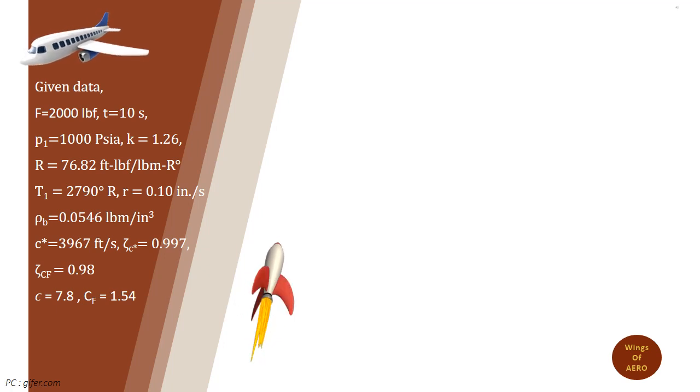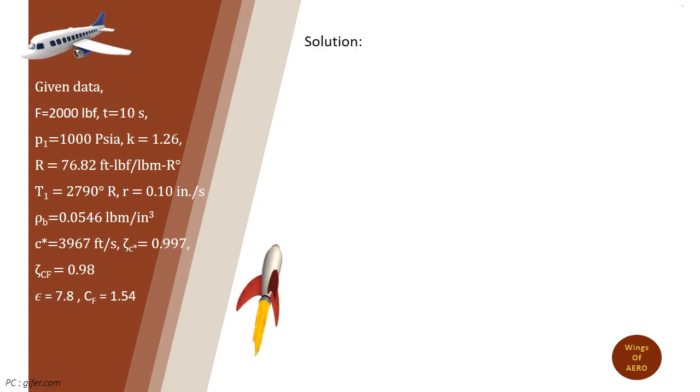And also take the nozzle area ratio epsilon is equal to 7.8 and thrust coefficient C suffix F is equal to 1.54. Now we have to find out the specific impulse, throat area, propellant flow rate, total propellant weight at sea level, total impulse, burning area, and an estimated sea level mass.